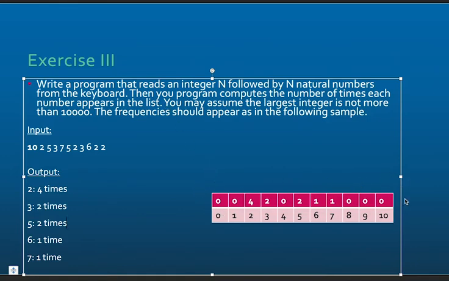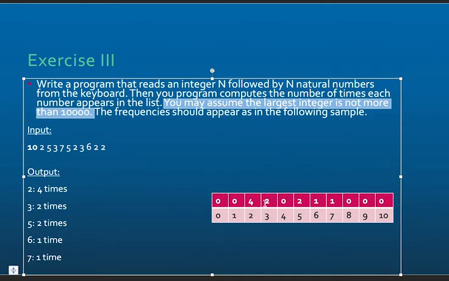What made us use this structure is this hint: you may assume that the largest integer is not more than 10,000. If this hint was not in the problem, and the user could put in any number, this wouldn't have worked. Why? Because we wouldn't know how big the array should be to count the frequencies. But because of this hint, we were able to know how big the array that we count the frequencies in should be.